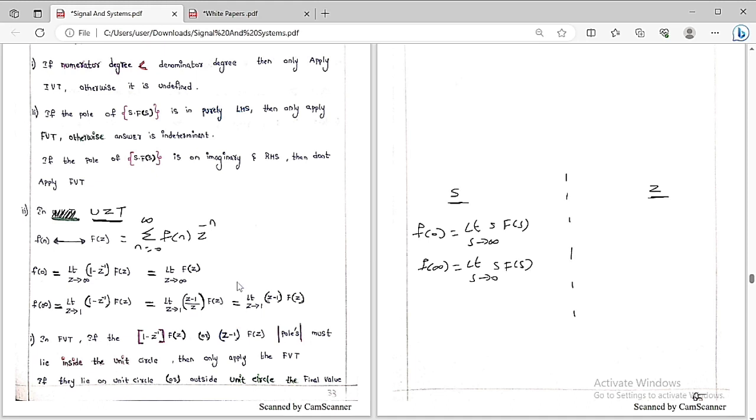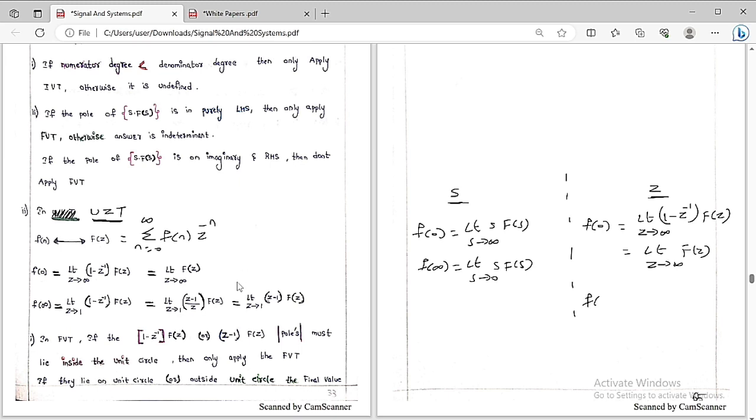Similarly in the case of the Z domain. So listen carefully. Here f of 0 is equal to limit z tends to infinity of 1 minus z to the power of minus 1 into F of z. If you simplify, z to the power of minus 1 is nothing but 1 by z. In place of z, if you substitute infinity, 1 by z is nothing but 0. So 1 minus 0 into F of z is nothing but F of z. You can even write it like that. So if you simplify, it becomes limit z tends to infinity of F of z.